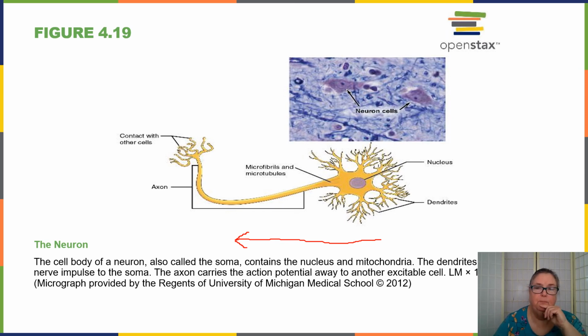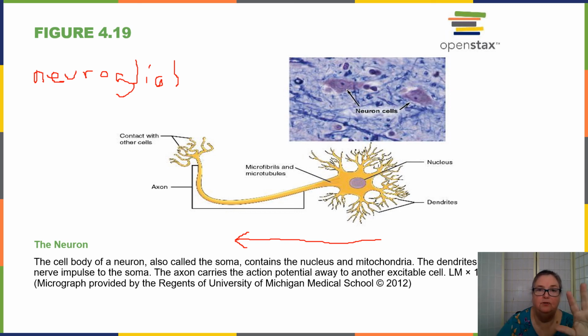The other general type of cell in the nervous system is called neuroglial, and we'll write that here. Neuroglia are those cells, and neuroglial is the type of cell. Those play a support role for the neurons. The glial cells do not have an action potential, but they kind of take care of the neurons. We'll talk about that more when we get to the nervous system.